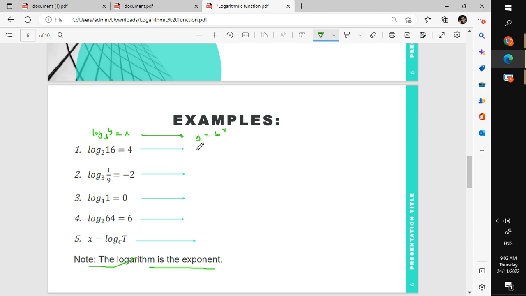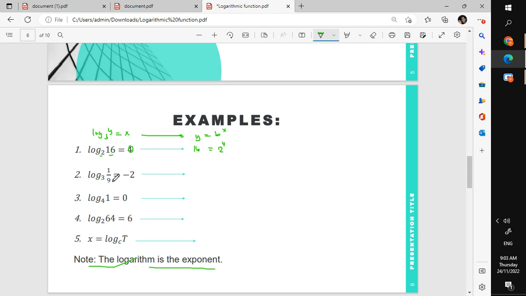We have the number, which is y, so that is 16, is equal to our base, 2, and then our x, that's 4. So 16 is just equal to 2 raised to 4. Why? Because if you are to evaluate 2 raised to 4, that's just 2 times 2 times 2 times 2, which is equal to 16. So I will be erasing this one.